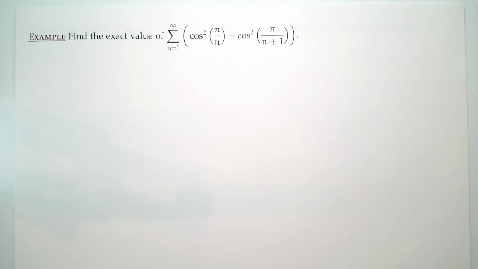All right. Take a breather, a little bit of a cool down break here. Find the exact value of the summation n equals 1, cosine squared pi over n minus cosine squared pi over n plus 1. This one came from the final exam last semester. How bad could it be? Well, it's kind of bad. A pretty low average on this one. We weren't expecting that.